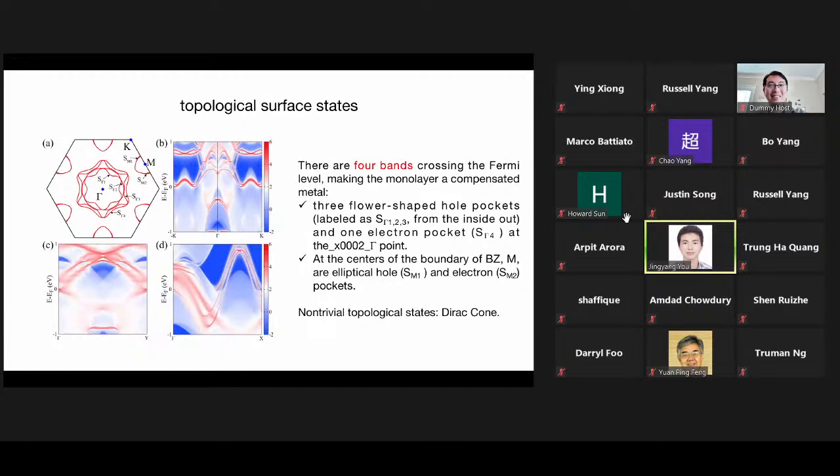These non-trivial topological states are fully reflected in their surface states, as shown in these figures. There are 3 flower-shaped hole pockets labeled as S gamma 1, 2, 3 from the inside out, and 1 electron pocket labeled as S gamma 4 around the gamma point. At the center of the boundary of the Brillouin zone M are elliptical hole SM and electron pockets SM.